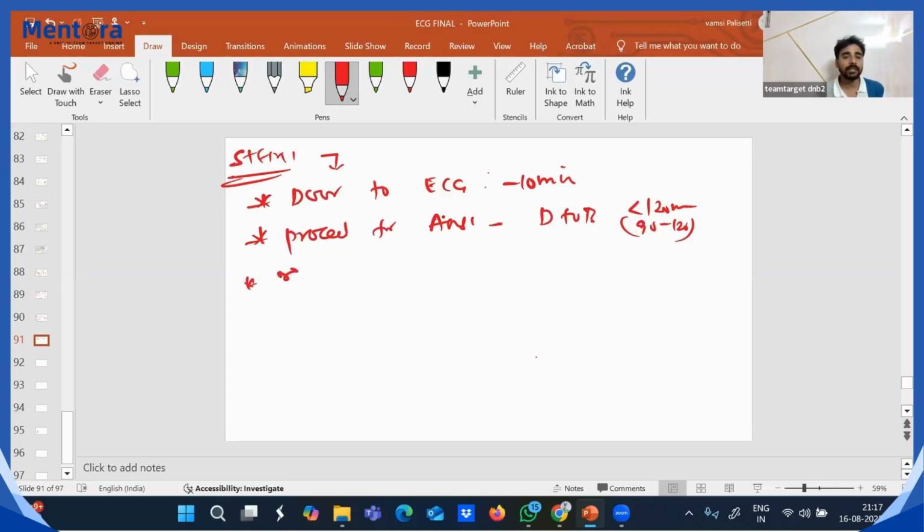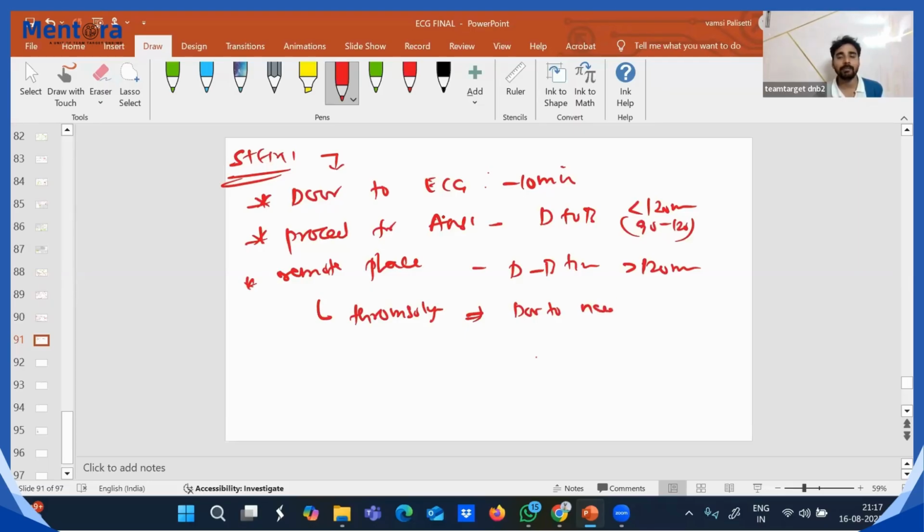Or if you're in a remote place, you cannot go for the angiography immediately. If your door to balloon time is more than 120 minutes, then you have to go for the thrombolysis. At least thrombolysis is the better option. In such a condition, your door to needle time, that is thrombolysis, is 30 minutes, a very important thing. Right?